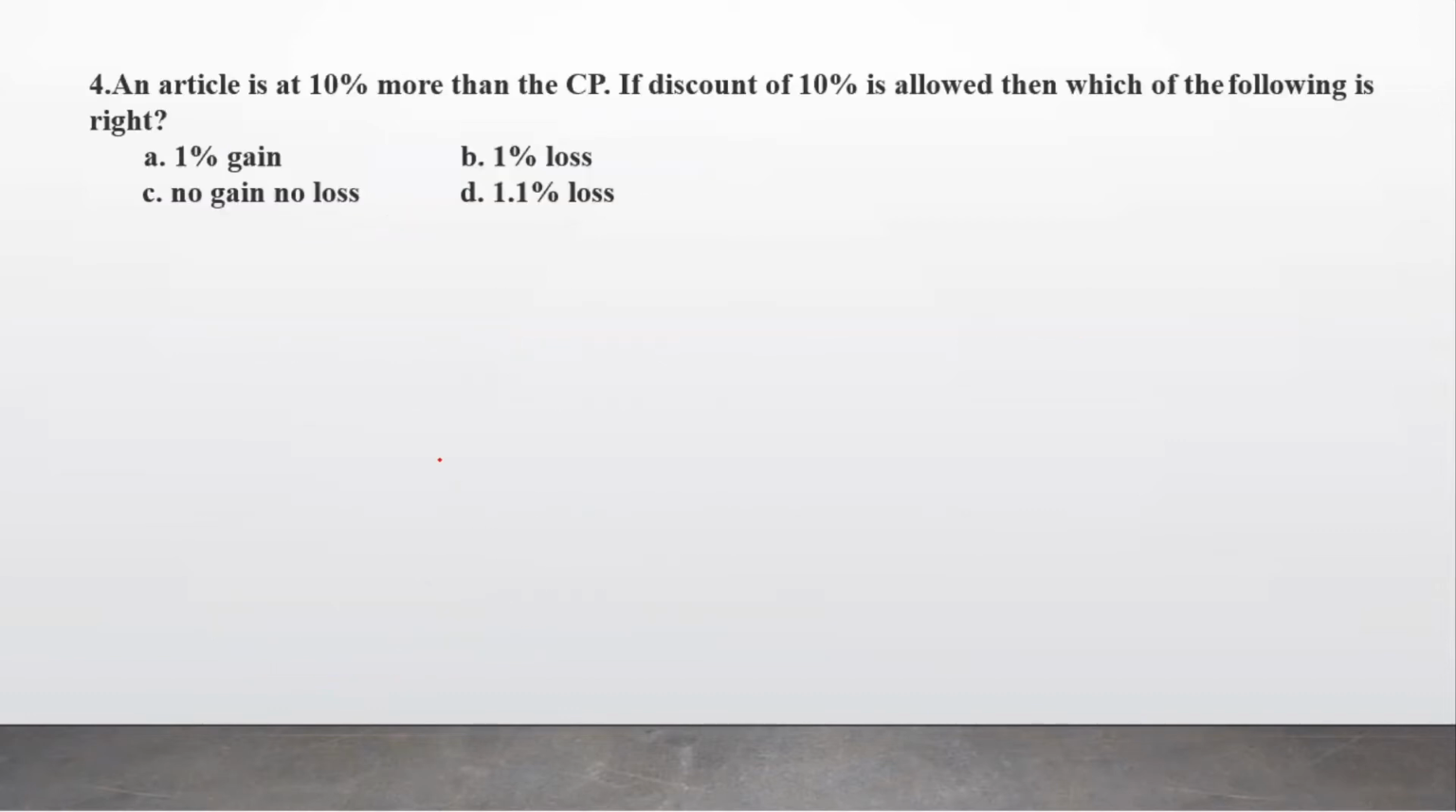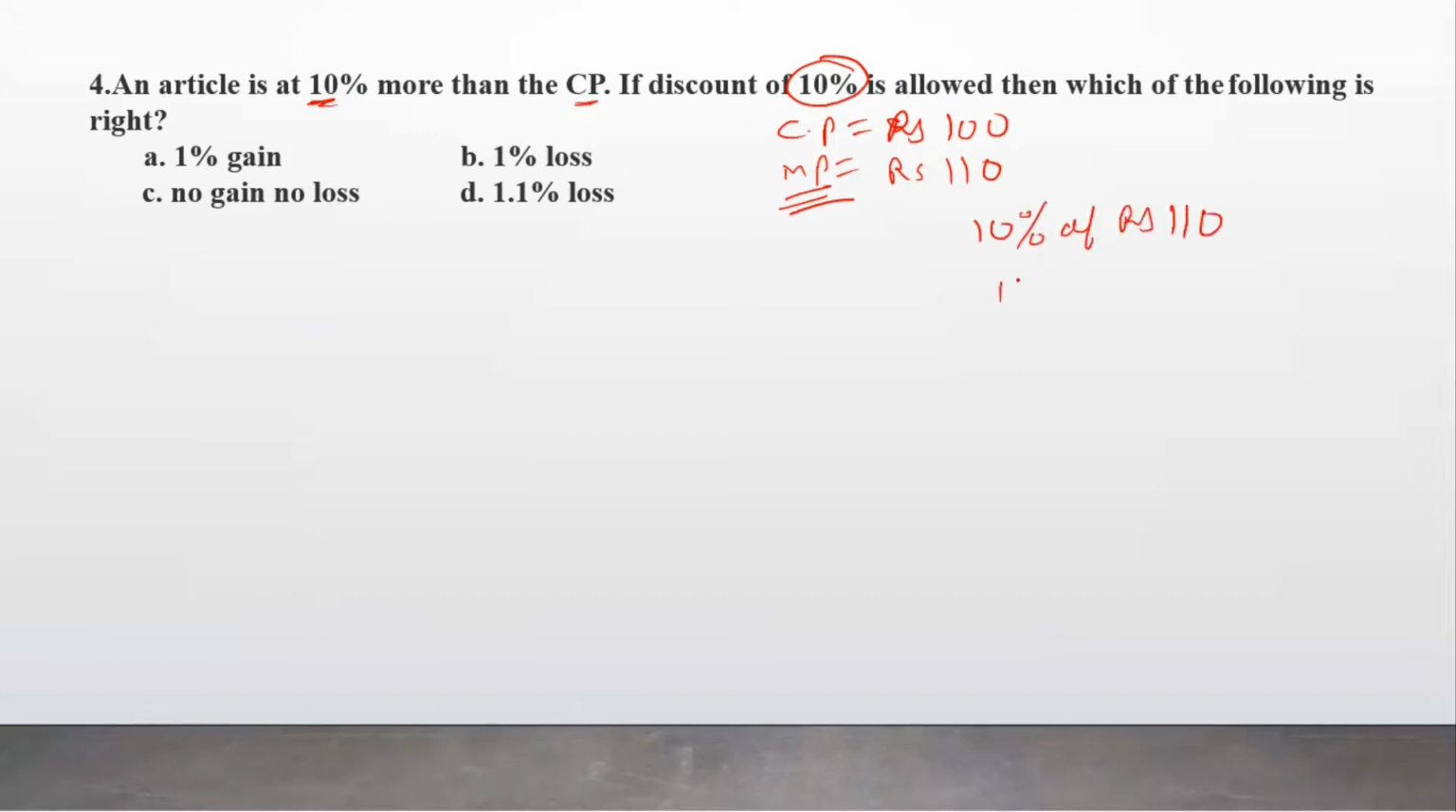Okay, then an article is marked at 10% more than cost price. If a discount of 10% is allowed, which of the following is right? So 10% more than cost price. Let us take CP as rupees 100, then the marked price is going to be 10% more, which is rupees 110, right? And then the 10% discount. 10% discount is always given on the marked price. So 10% of rupees 110 is 10 upon 100 into 110, which you get as rupees 11, right?